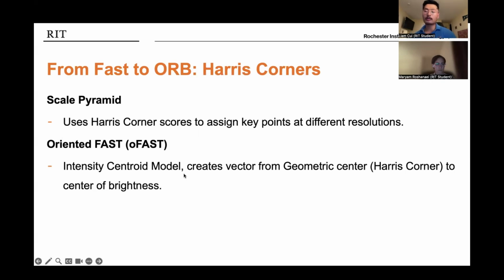Then oFAST was created by using the center of those Harris corners, and we drew a vector to each key point's center of brightness. So that vector has a distance and an angle. And with those angles, we have a way to record the key point's orientation.